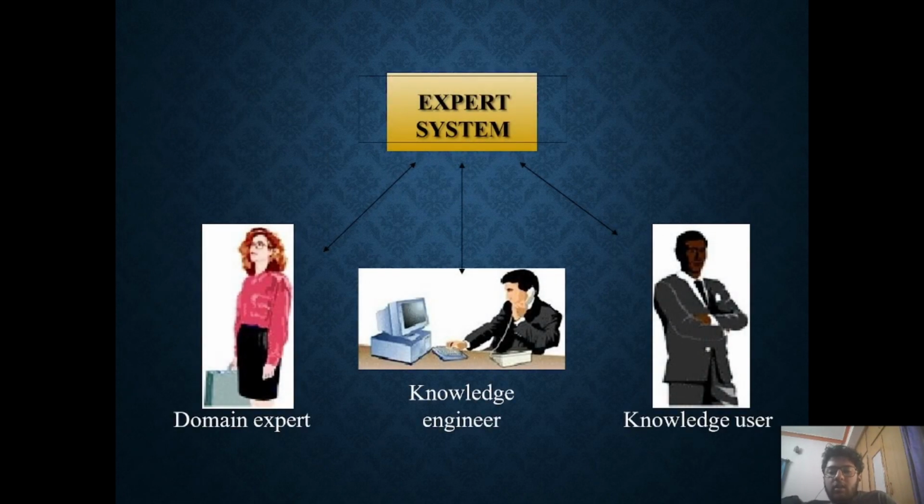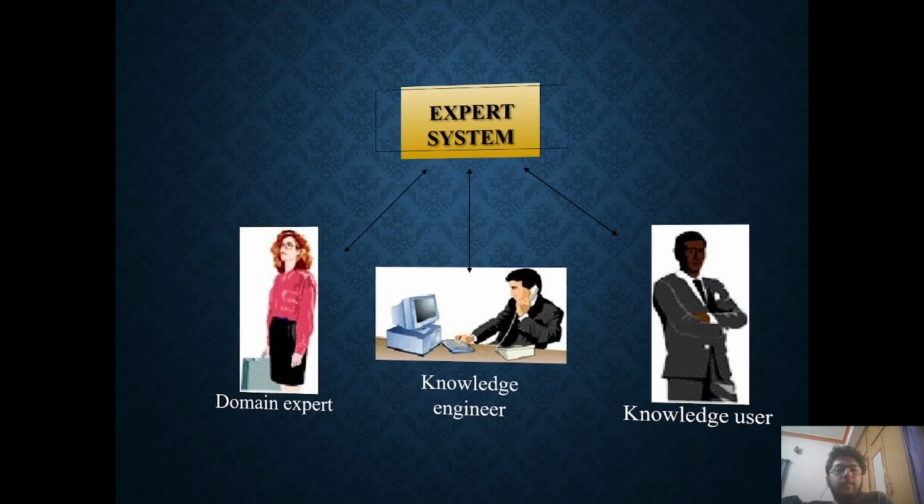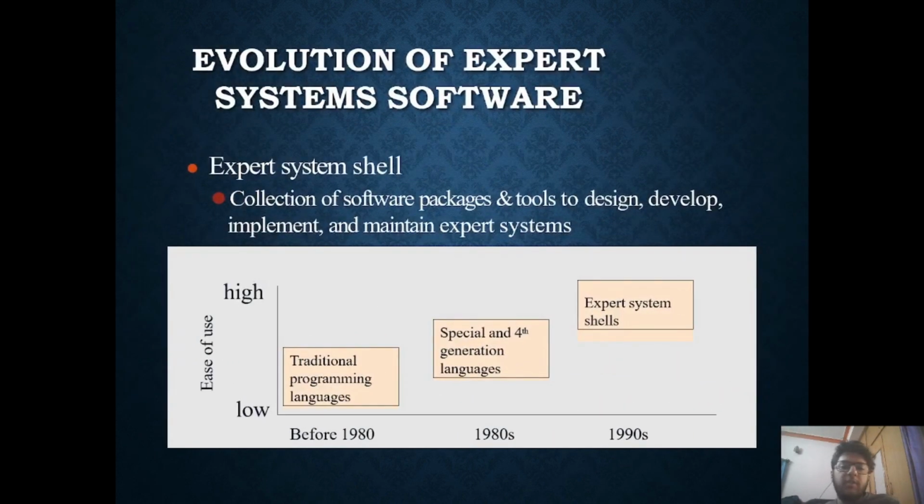So this is the diagrammatic representation of the previous slide. So evolution of expert systems can be seen in this way, wherein before 1980 we had traditional programming languages, and in the 1980s we had special and fourth generation languages, and in the modern era we have expert system shells, wherein it has multiple inference rules and engines to make sequential decisions, that is yes or no, and also implement further implementations such as involving AI or machine learning algorithms to have a better throughput for the expert system.